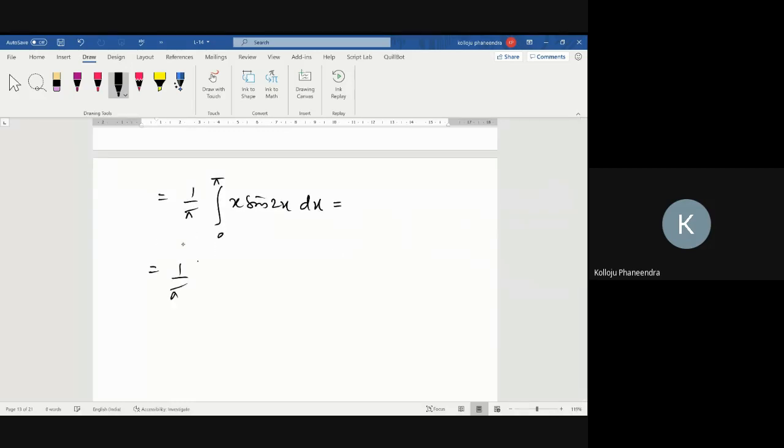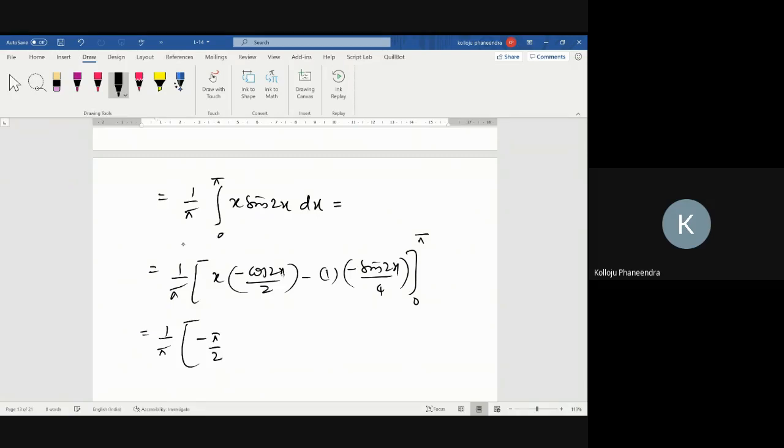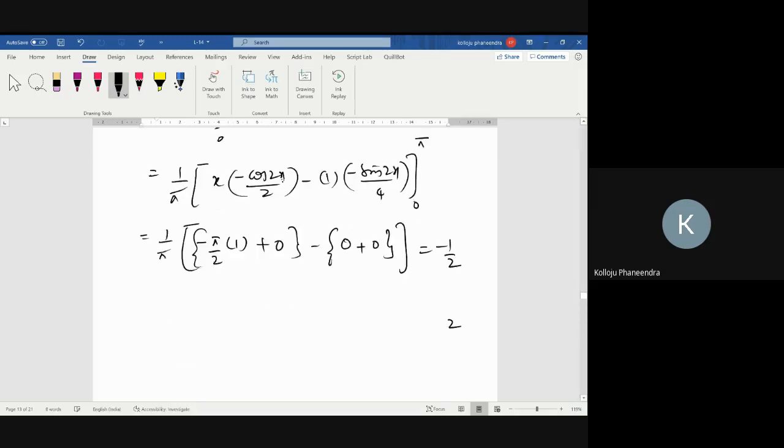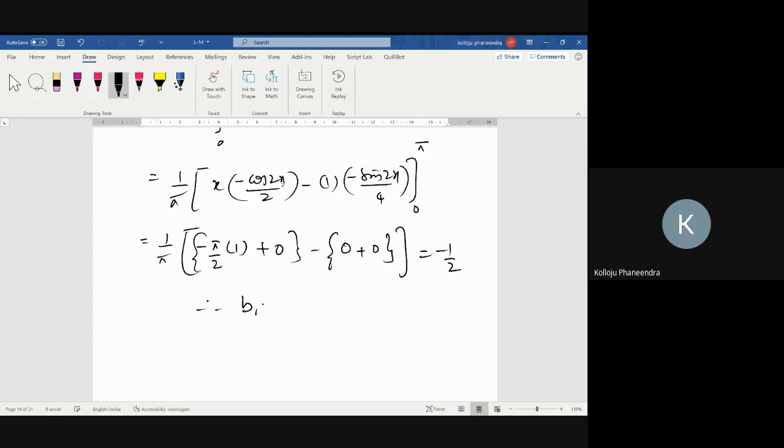This is 1 by pi, parts formula, minus cos 2x by 2, minus x derivative 1, minus sine 2x by 4. Again, one more integration. This is between 0 to pi. So 1 by pi. This is minus pi by 2 cos 2 pi plus 1. Cos 2 pi is 1. And here plus sine 2 pi is 0. This is upper limit minus lower limit 0, 0. So what is this value? Pi gets cancelled, minus 1 by 2. Therefore, what is b1 value?